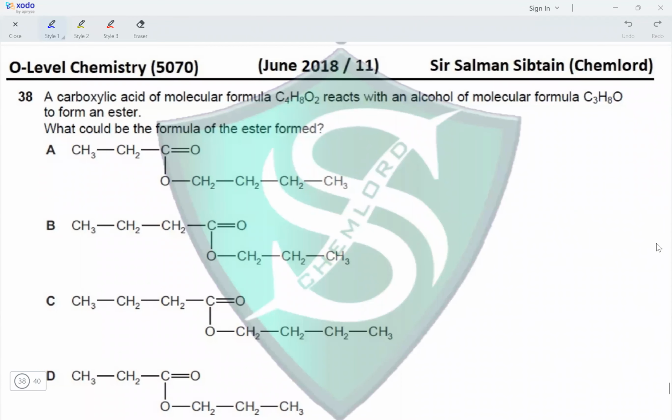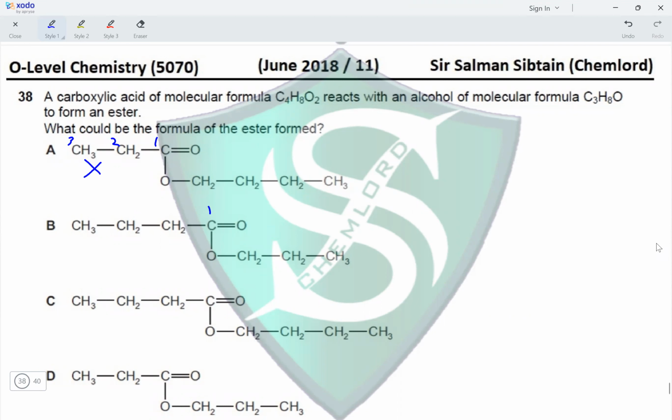Question 38. A carboxylic acid of molecular formula C4H8O2 reacts with an alcohol of molecular formula C3H8O to form an ester. What could the formula of the ester be? Okay. So carboxylic acid has 4 carbon atoms. In A, we have got 1, 2, 3 carbon atoms in carboxylic acid, making A incorrect.